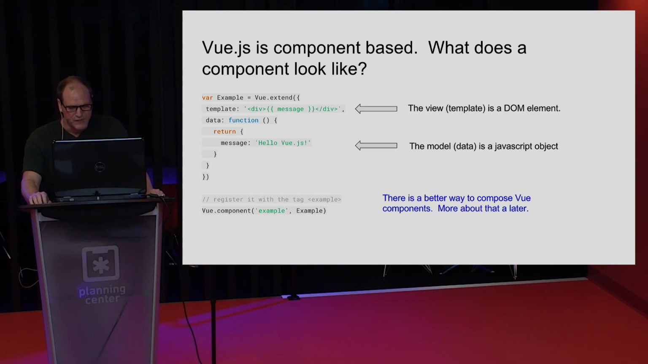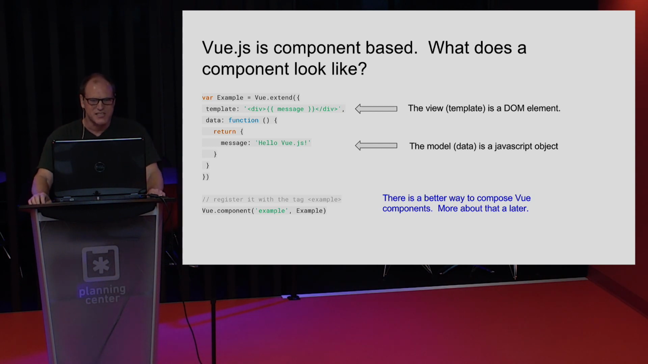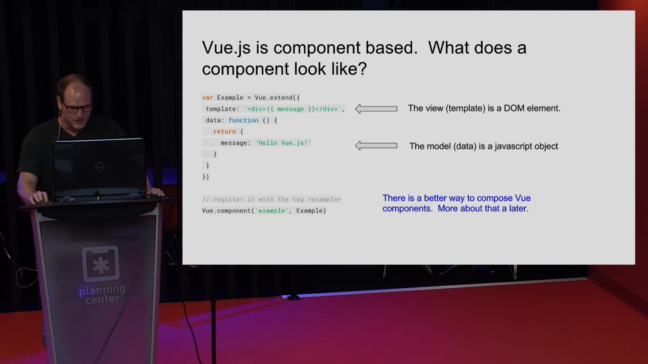So if you've ever seen or worked with React, this is all going to look very familiar to you. Vue.js is component-based. So this is what a component looks like. You extend your example, which is an instance of Vue. You have a template, which is your DOM element. You have your data, which is a JavaScript object. And that's it. That's a component.